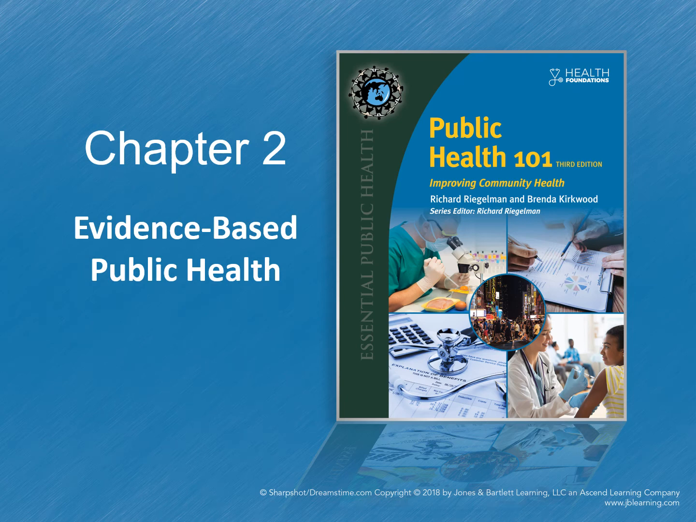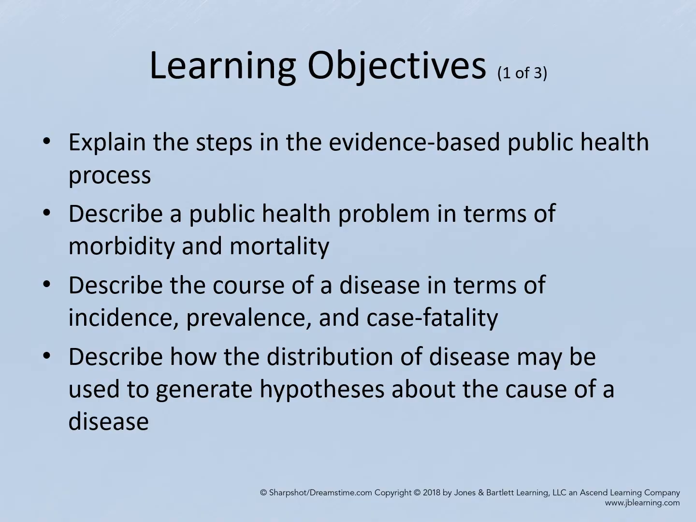Welcome to the lecture on Chapter 2, Evidence-Based Public Health. Our objectives include: explain the steps in the evidence-based public health process, describe a public health problem in terms of morbidity and mortality, describe the course of a disease in terms of incidence, prevalence, and case fatality, describe how the distribution of disease may be used to generate hypotheses about the cause of a disease.